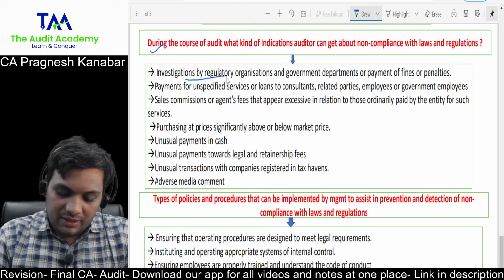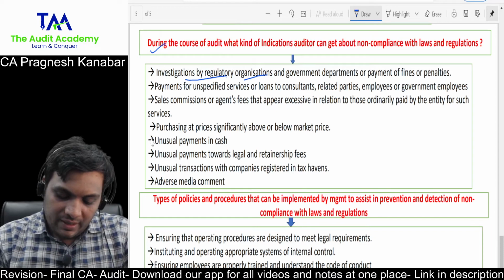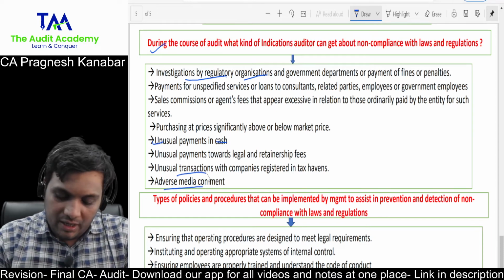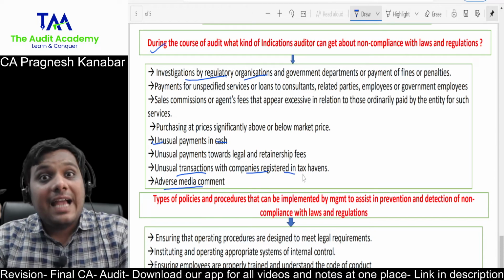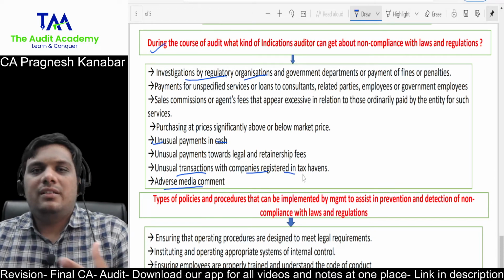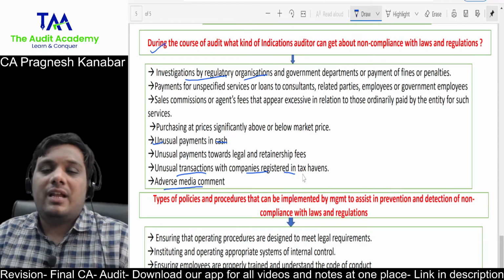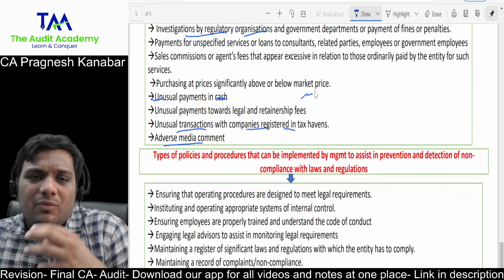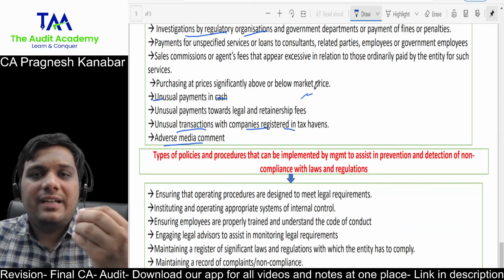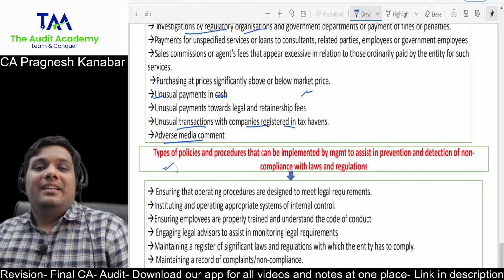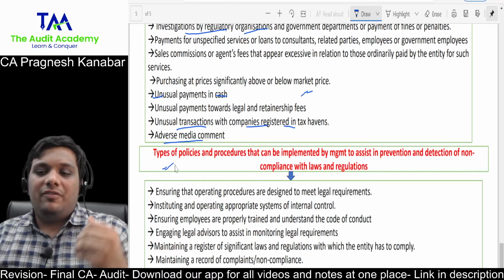Look at this: investigations by regulatory organizations, unusual payment in cash, adverse media comment, unusual transactions with companies registered in tax havens. So you know such kind of corporate frauds that happen. These are 3-4 points that you should remember, because this can be a good 4 marks 5 marks examination question. Whatever ways people try to evade tax, just buy at that. Then in this particular question, you have to think from the angle of the management.